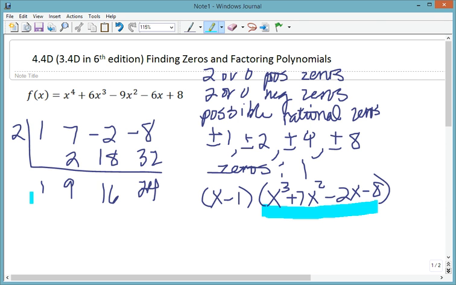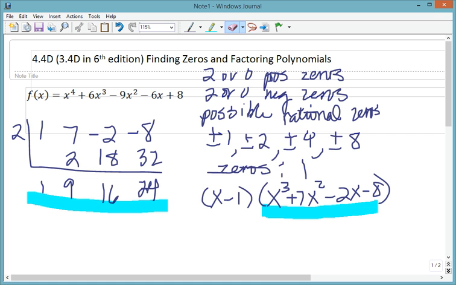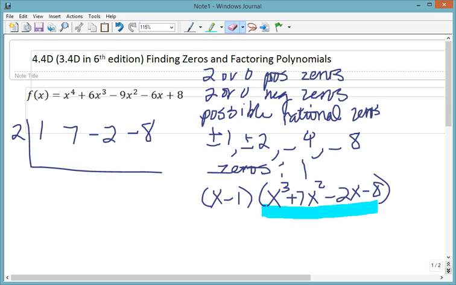What do you notice about this? Okay, this is all positive. Every number is positive. So that means that 2 is an upper bound. So I don't have to try positive 4. I don't have to try positive 8. I just have to try maybe the negative ones, but not the positive ones. Okay? Alright, so we've tried all the positives.